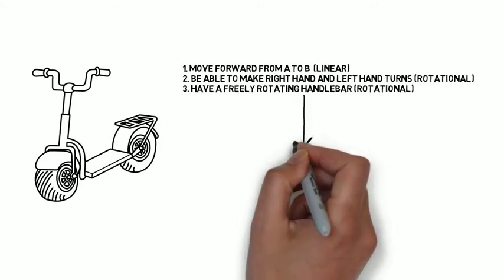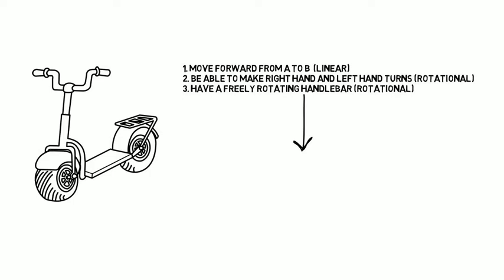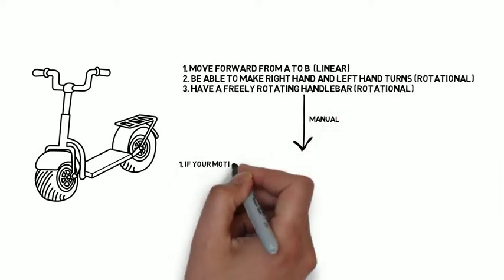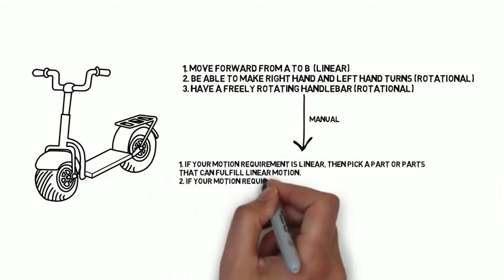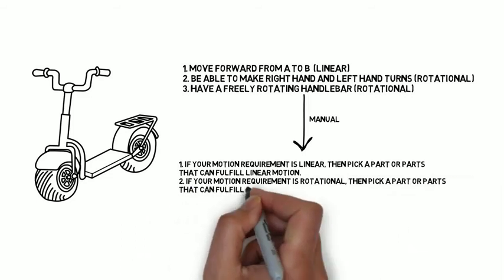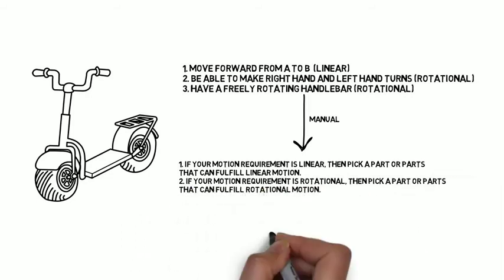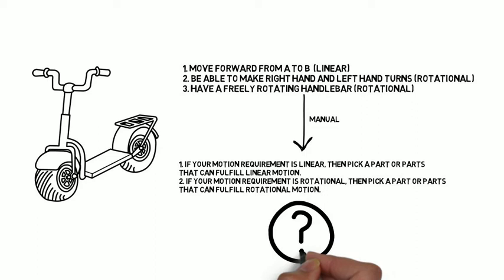Well, your part selection will be different depending on your motion type. For manual projects, the selection process is straightforward. 1. If your motion requirement is linear, then pick a part or parts that can fulfill linear motion. 2. If your motion requirement is rotational, then pick a part or parts that can fulfill rotational motion. What does that mean? It means if you want linear motion, then pick a part or parts that can output linear motion. Same for rotational.